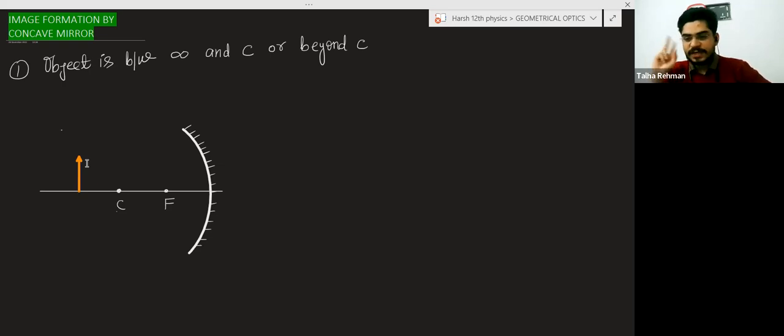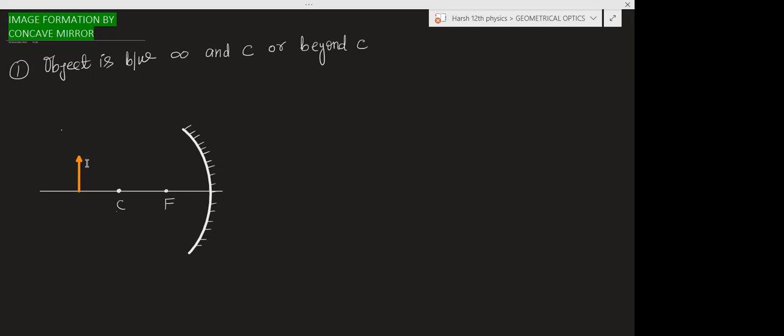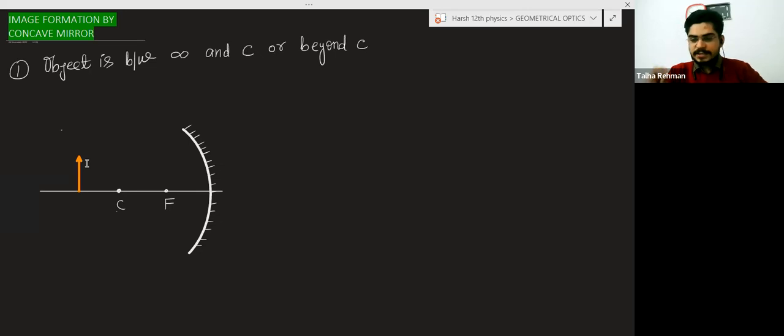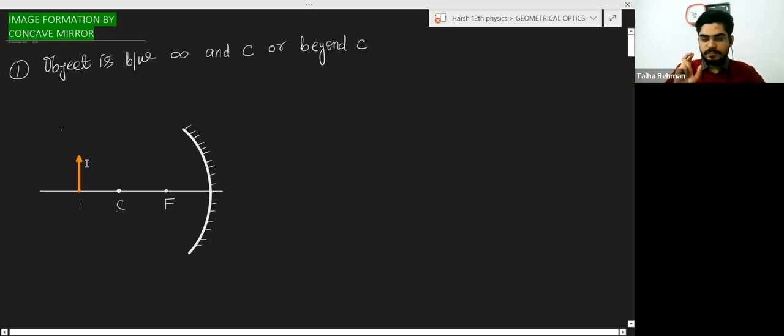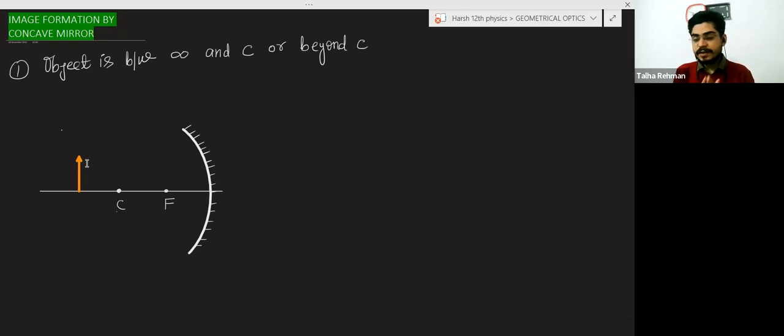at a point after reflection. For the image formation, at least two rays must meet at a point after reflection, or appear to meet at a point, then only the image will form. If three rays are also meeting at a point, then also you will get the image.